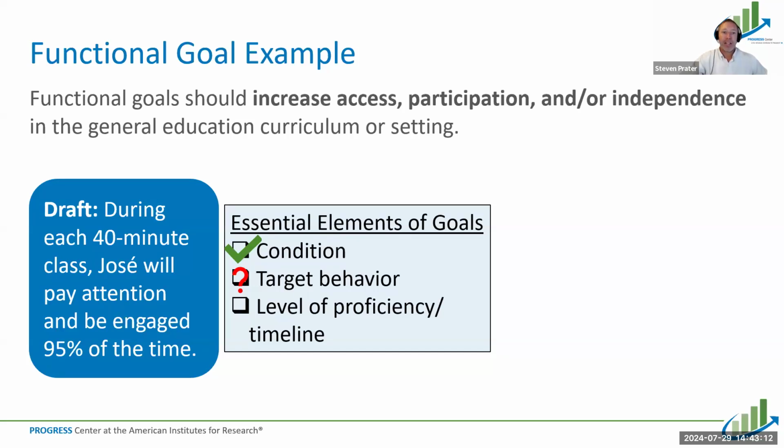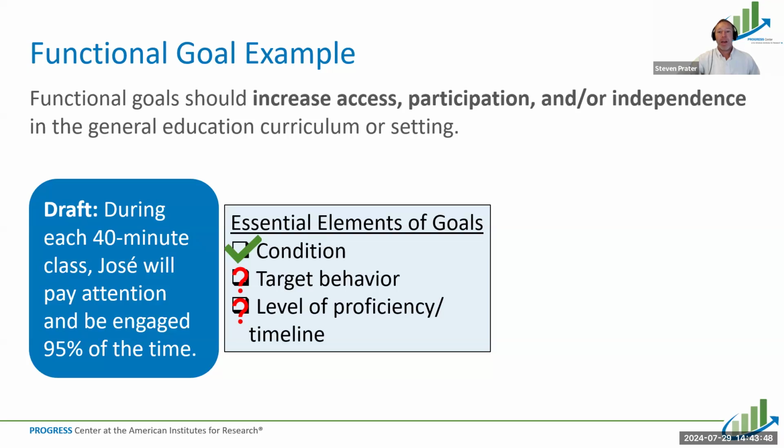The last thing there is level of proficiency and timeline. We put a question mark there again because we say 95% of the time. But this is one of those examples of, is that realistic? That may be ambitious. Because if we think about it, we don't know what grade Jose is in here. It doesn't tell us in this example, but say Jose is a first grader. Do you think your typically developing first grader pays attention 95% of the time? Probably not, right? So why would we expect Jose to pay attention 95% of the time if that's not typical of his same-aged peers?